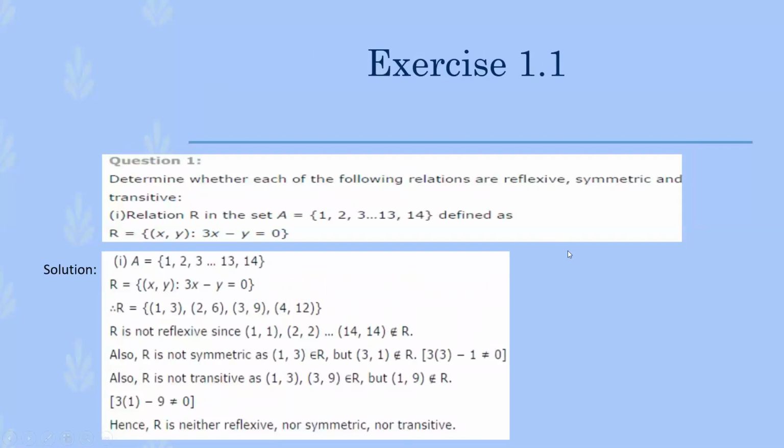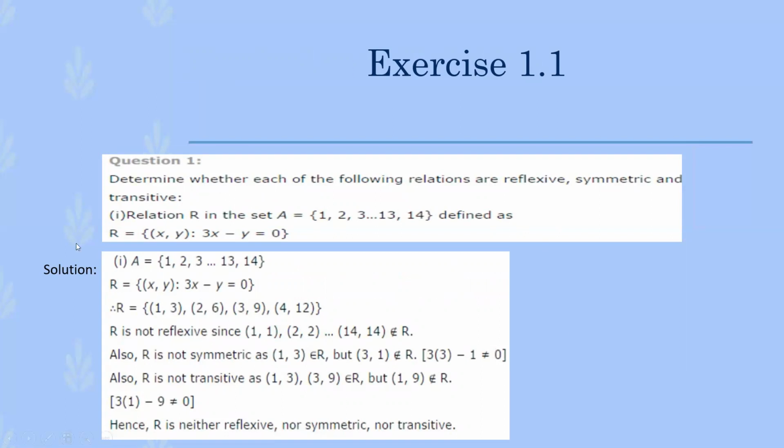Let's do a few questions of exercise 1.1, which are based only on this concept, the things which we have done till now. See, first question: determine whether each of the following relations is reflexive, symmetric, and transitive.